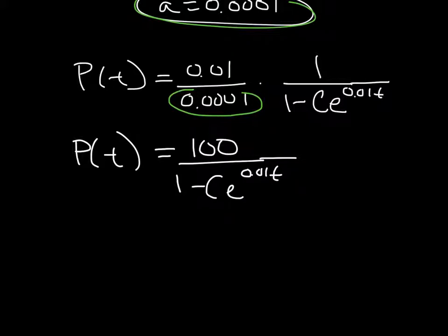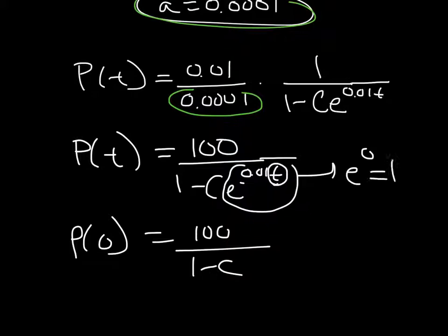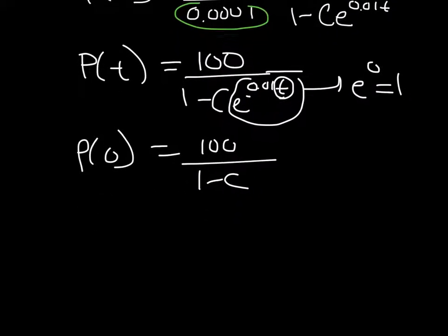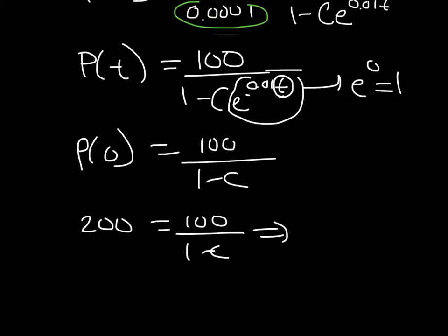And we can use P of 0 again, because P of 0 is just going to be 1 minus c, because if t is 0, this is really e to the 0, which is 1. And again, P of 0 was, I believe, 200. So 200 equals 100 over 1 minus c. Again, cross multiply, solve for c.